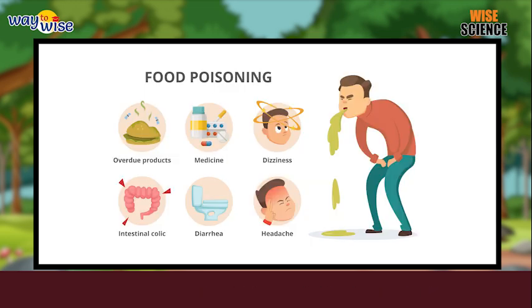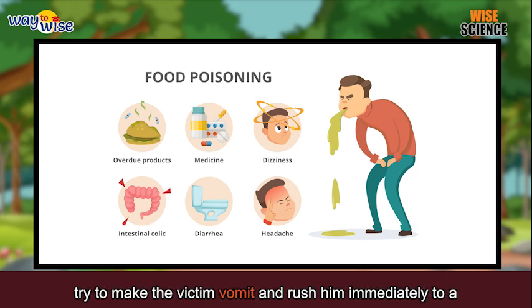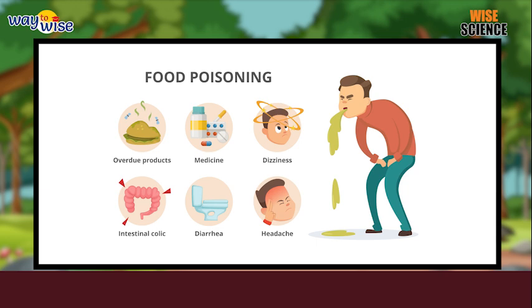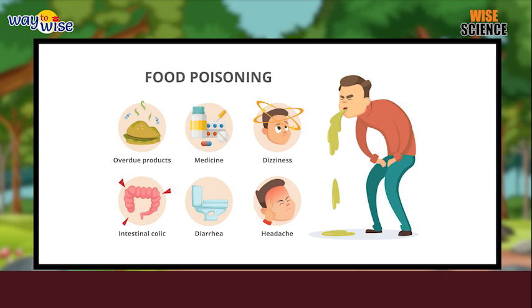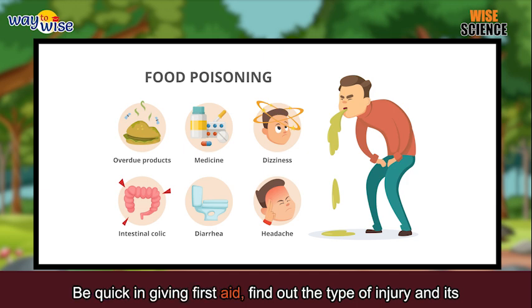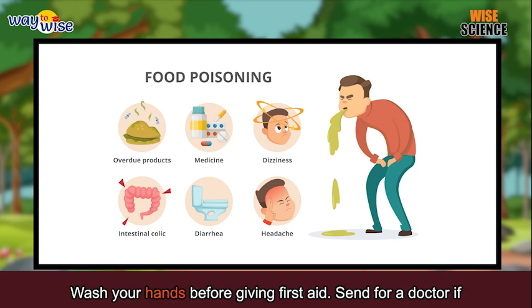For poisoning. In case of poisoning, try to make the victim vomit and rush him immediately to a doctor. Before giving first aid, the following should be kept in mind. Be quick in giving first aid. Find out the type of injury and its cause. Wash your hands before giving first aid. Send for a doctor if required.